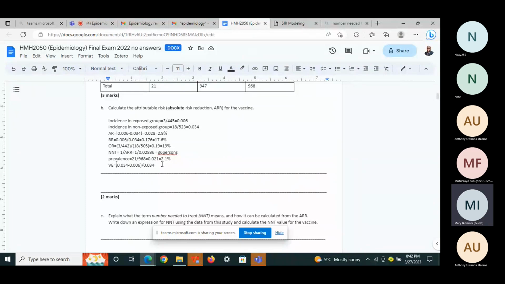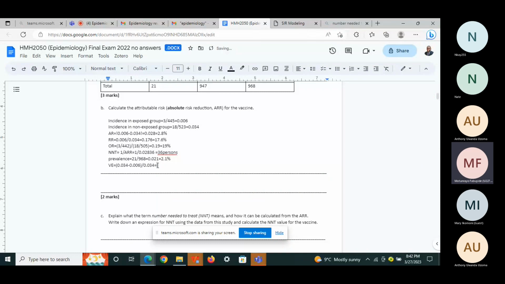Excuse me, someone please? I thought you said the vaccine efficacy is risk in unexposed minus risk in exposed, divided by risk in exposed. Is it risk in unexposed? No, no. Divided by risk in unexposed, not exposed. All right, vaccine efficacy. Thank you.